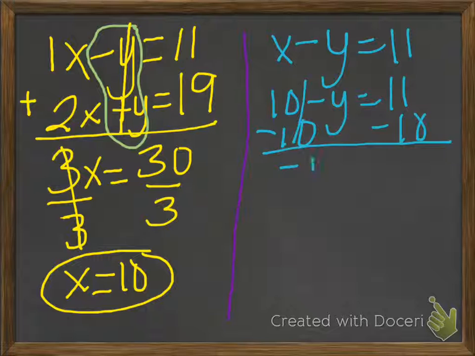I'm left with negative y equals 11 minus 10, which is 1. Now, as we discussed last Thursday, we want to make sure that our variables are positive. You guys remember, how can I keep my y the same and then change the charge?